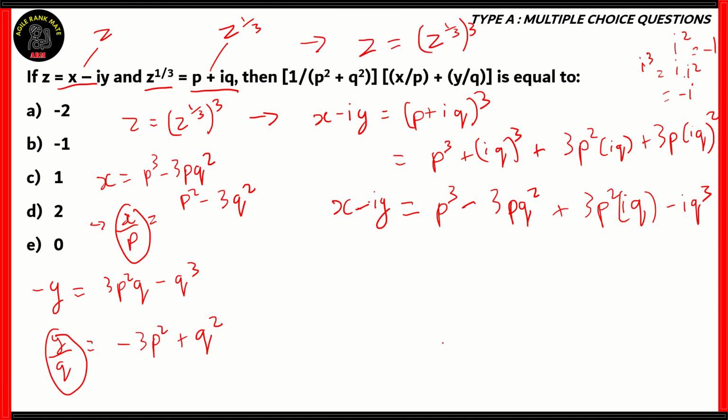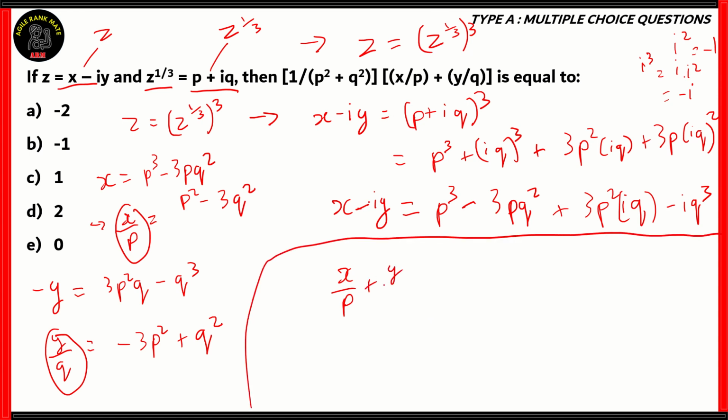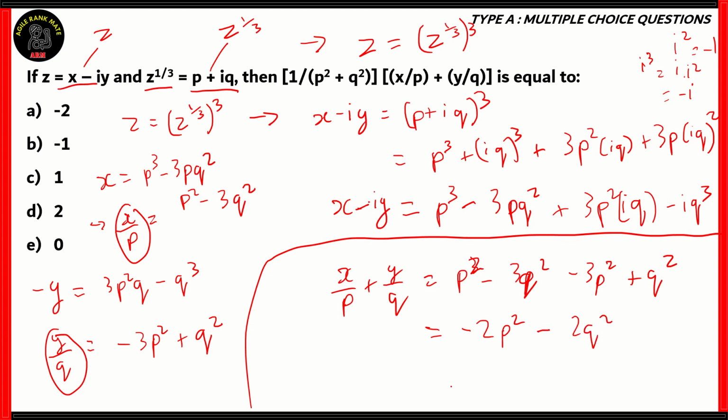which is part of our question, let's add them together. So x by p plus y by q. Now that turns out to be p cubed minus 3pq squared, p squared minus 3q squared, minus 3p squared plus q squared. So from here we will get minus 2p squared minus 2q squared. So therefore we have minus 2 times p squared plus q squared.